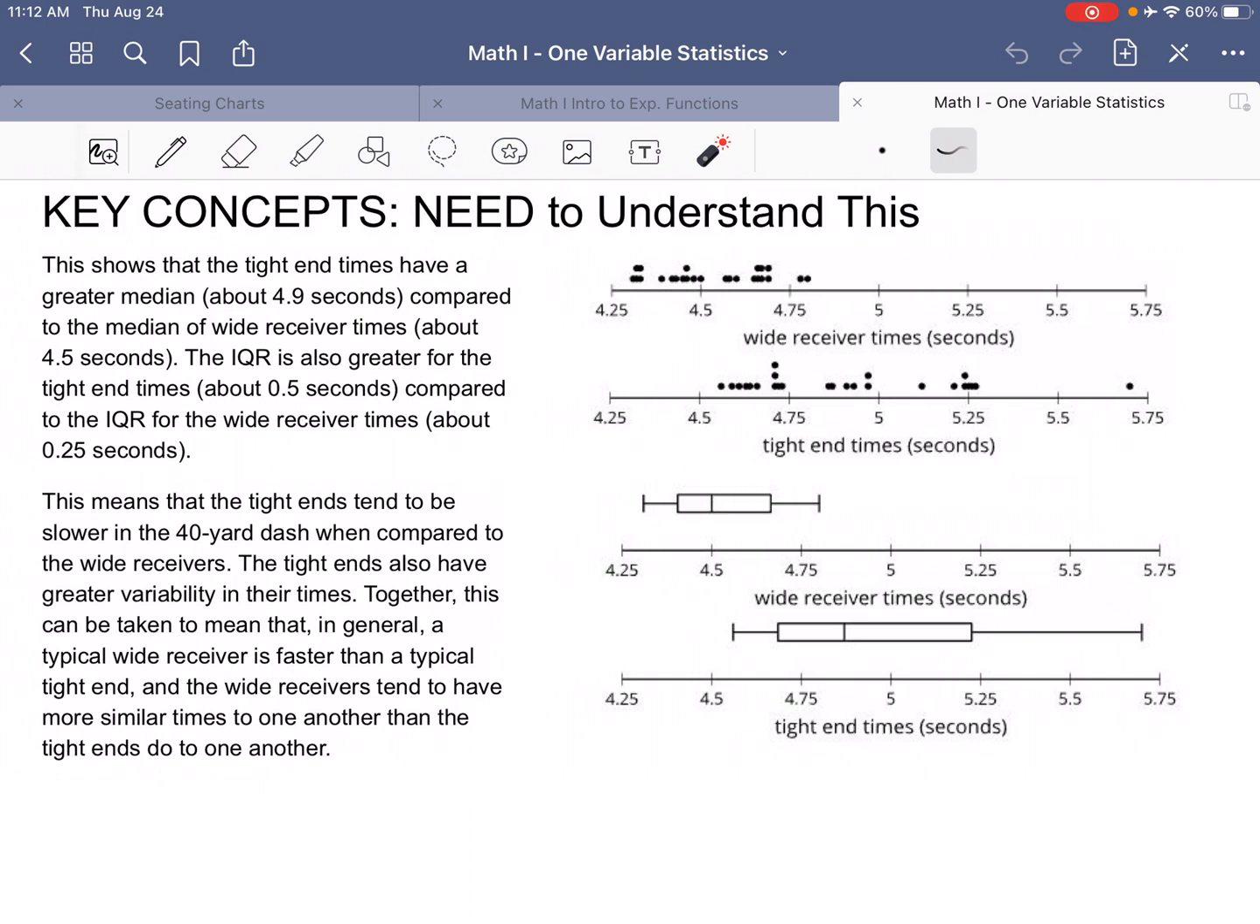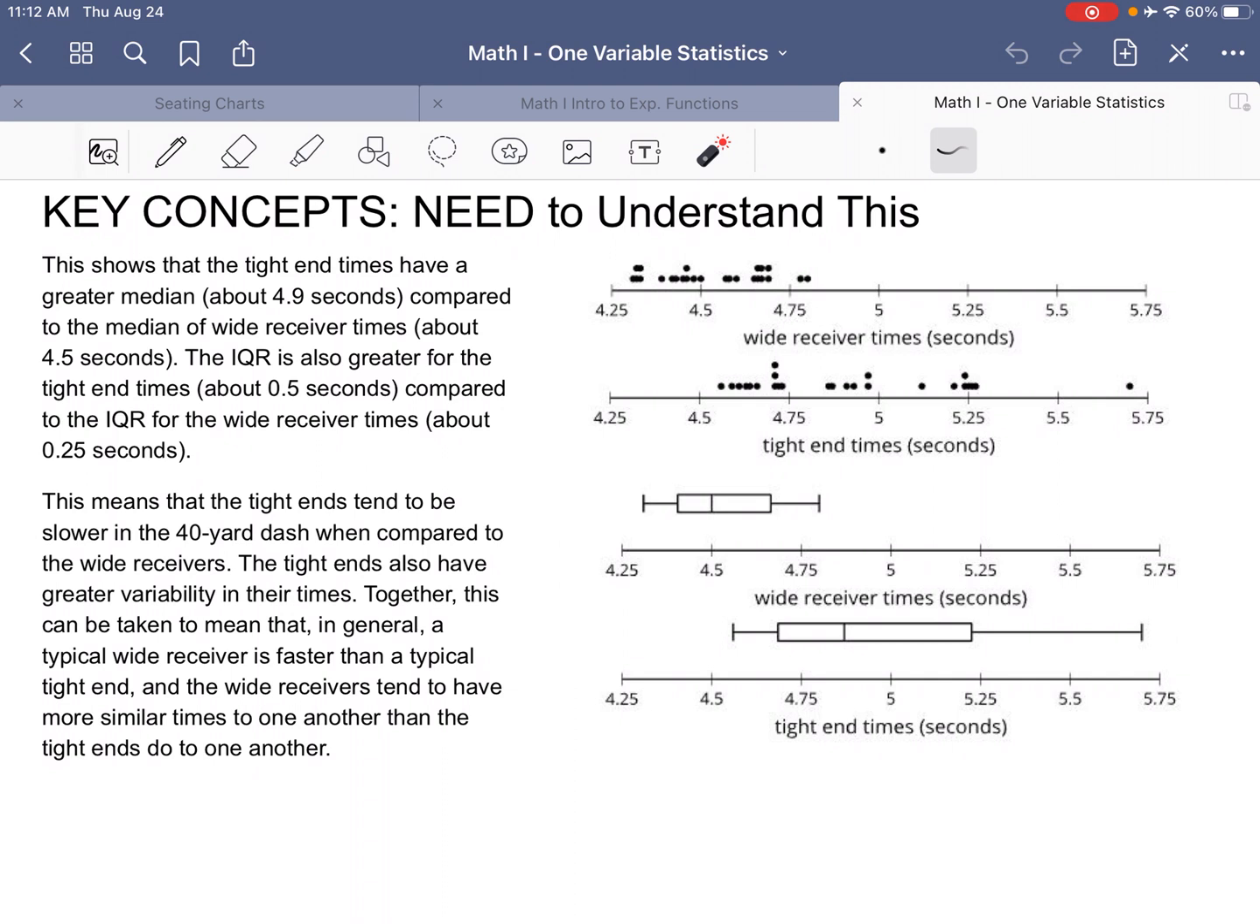So, this shows that the tight end times have a greater median compared to the median of wide receiver times. The IQR is also greater for the tight end times than compared to the IQR for the wide receiver times. This means that the tight ends tend to be slower in the 40-yard dash when compared to the wide receivers. The tight ends also have greater variability in their times.